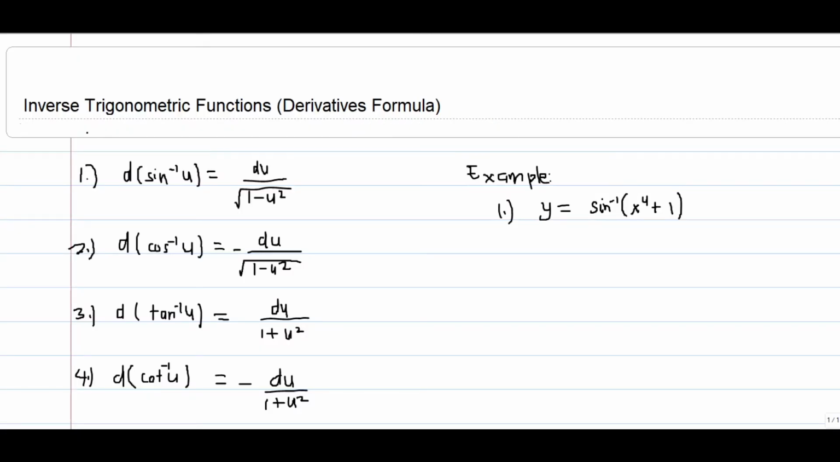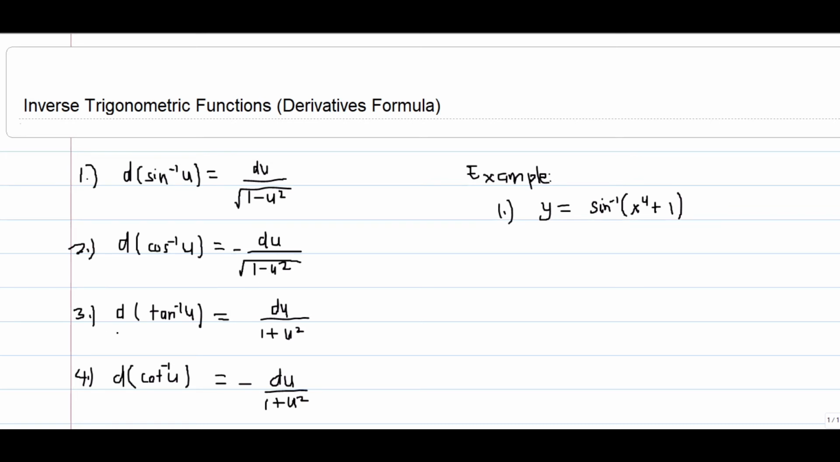Okay, so we discussed all about the inverse trigonometric functions and these derivative formulas. First is the derivative of sine inverse u, which is equal to du over the square root of 1 minus u squared. Then second is the derivative of cosine inverse u, that is equal to negative du over the square root of 1 minus u squared.